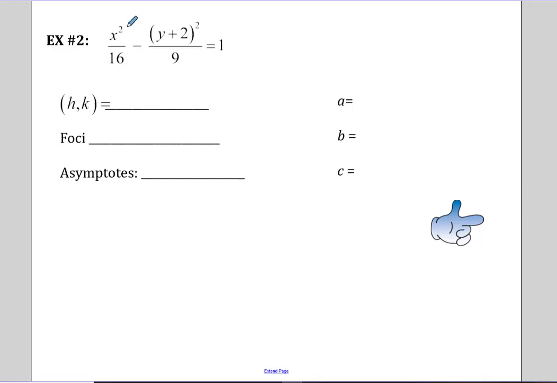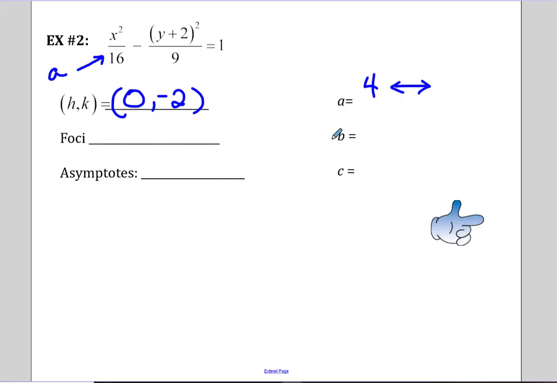So we have x squared over 16, but we've moved our hyperbola off of the origin and moved it to the left 2 units, which leaves our hk value at 0 and negative 2. And again, my first term is what determines the a value in the case of hyperbolas. So our a value is going to be 4, and our branches are going to be centered on the x-axis.